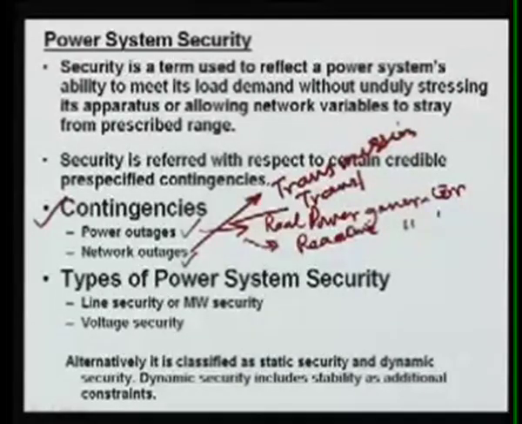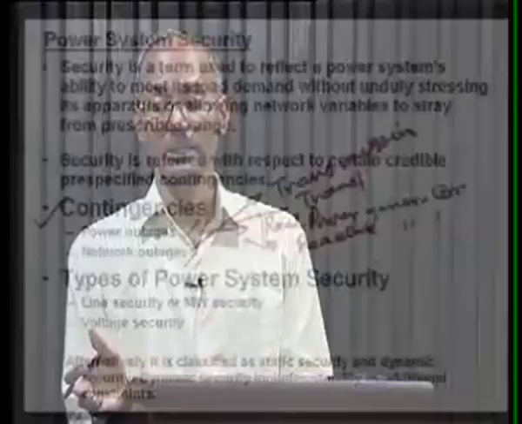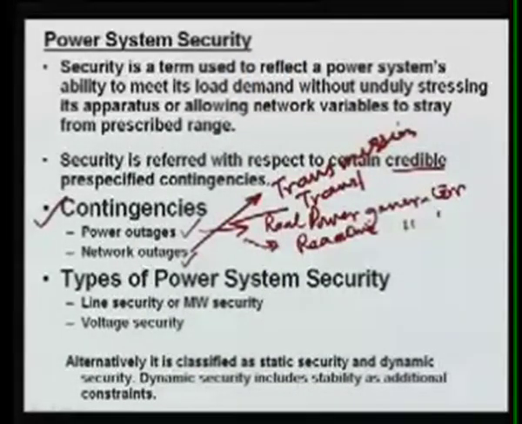As you know, if a power system has thousands of buses, there may be several thousand elements in the power system, including transmission lines, transformers, and generators. So the number of contingencies in any power system is very, very high. So for which contingencies are we talking about? It is one contingency, two contingencies, or it may be several. That's why they are called credible prescribed contingencies, meaning the possibility of those contingencies is very high and at the same time they are very critical.